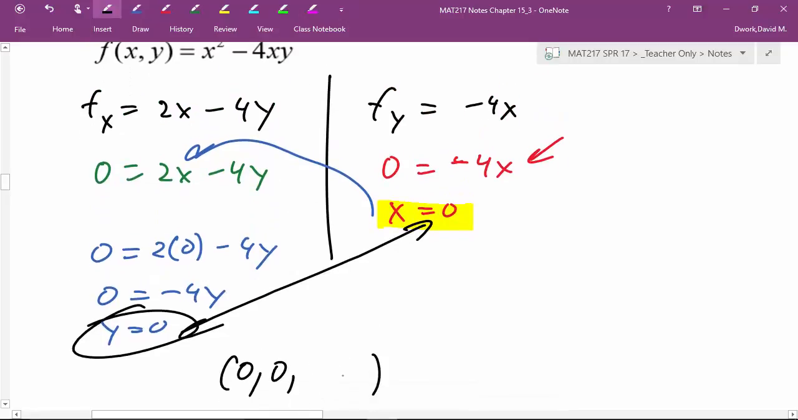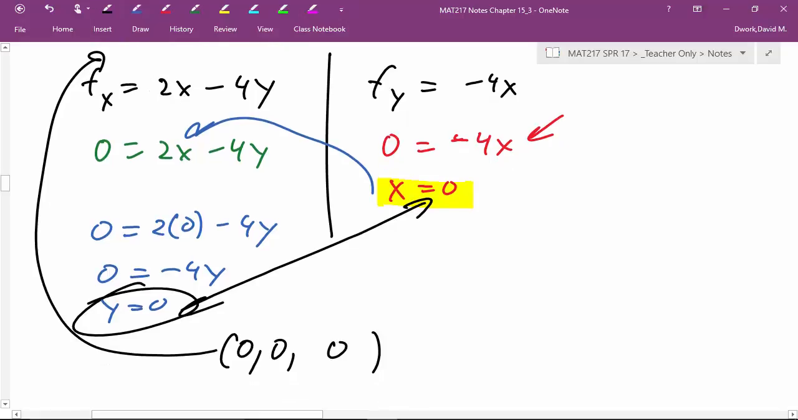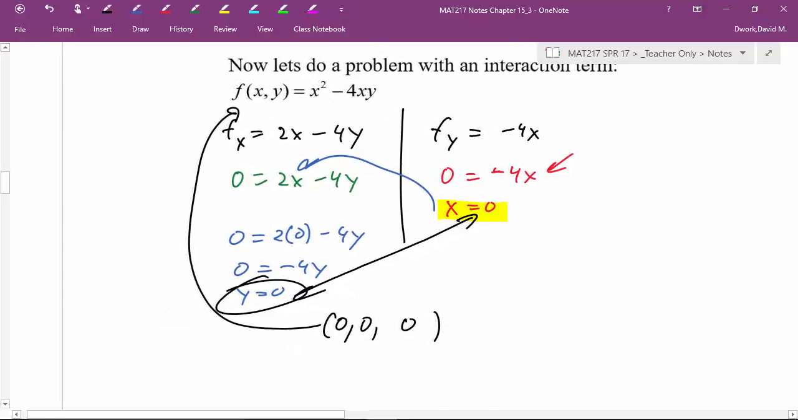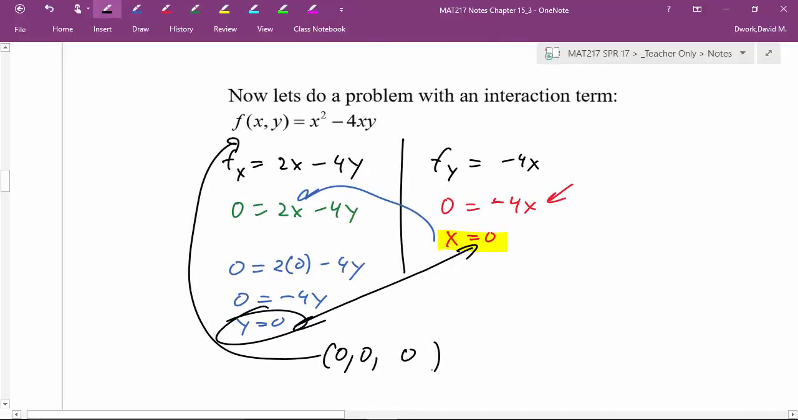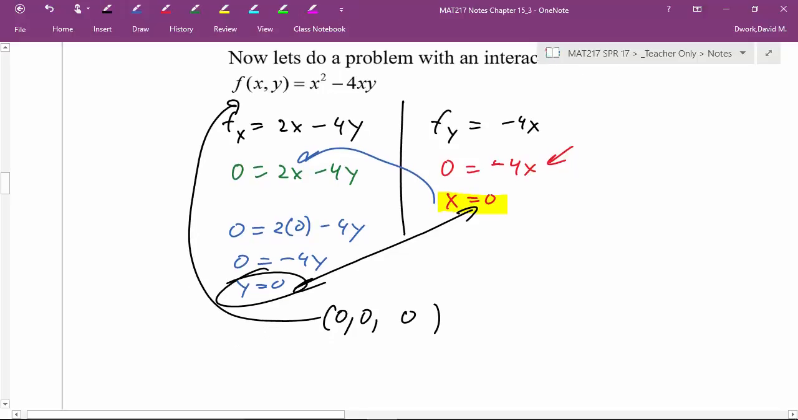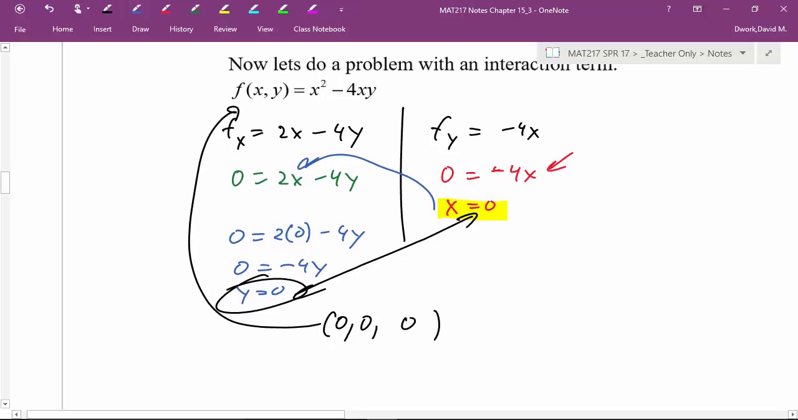Now, how do I get my z value? I take both of these, sub them back in to the original equation. So that would be what? 0 minus 4 times 0 times 0. So that makes 0. So therefore, the max, min, or saddle, the critical point, is at 0, 0, 0. Now what? What is it? Is it a min, is it a max, or is it a saddle?